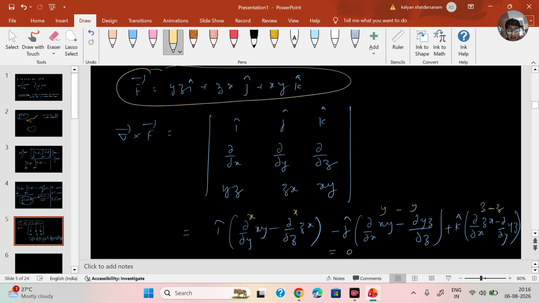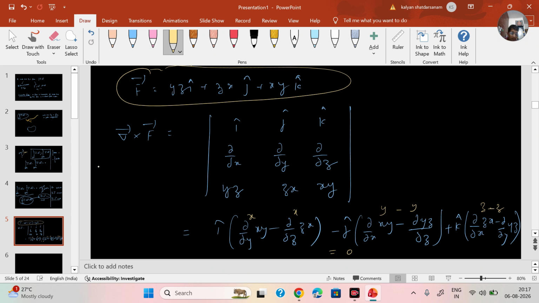You see, it's not a constant force, it's a variable force. The moment you move to 0, 0, 0, origin, force is 0. The moment you move to 1, 1, 1, force is 1i plus 1j plus 1k, and so on. So it's a variable force, but still it's a conservative force.